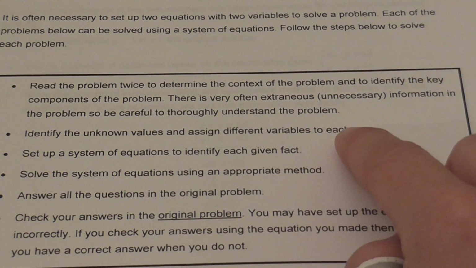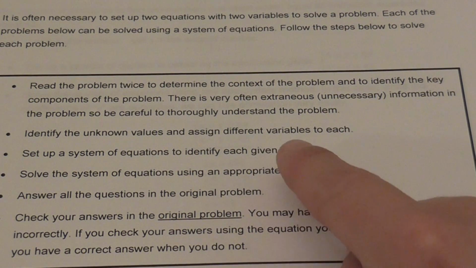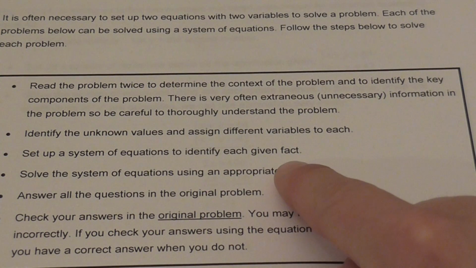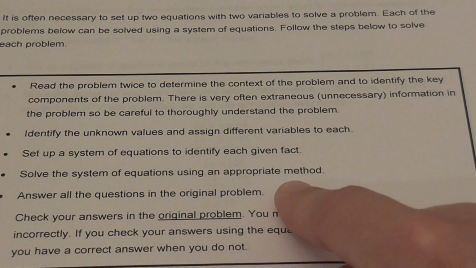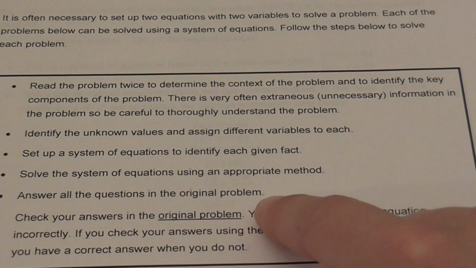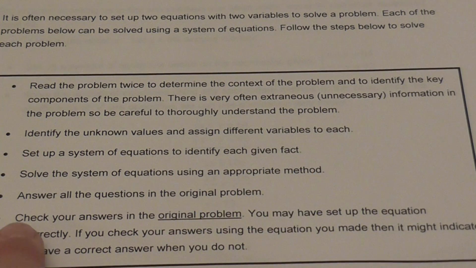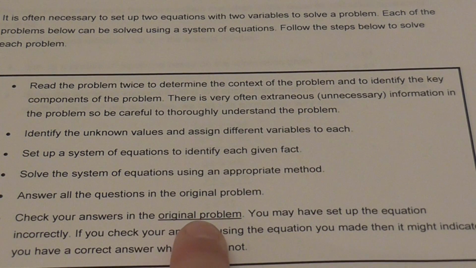So you want to identify the unknown values and assign different variables to each. Then you set up a system of equations to identify each given fact. Solve the system of equations using an appropriate method, so graphing or elimination or substitution. And then you're going to answer all the questions in the original problem. Last but not least, check your answers in the original problem.